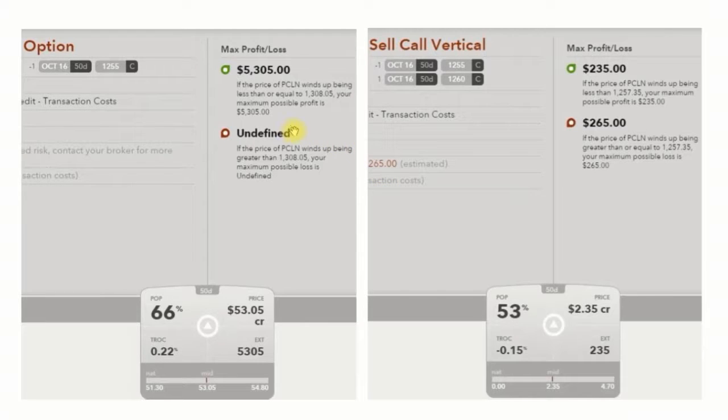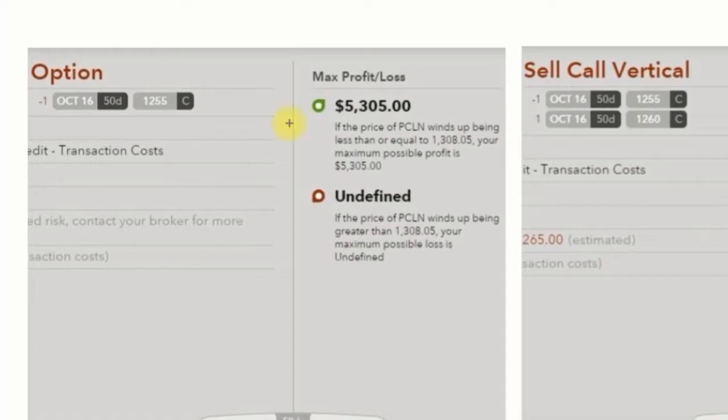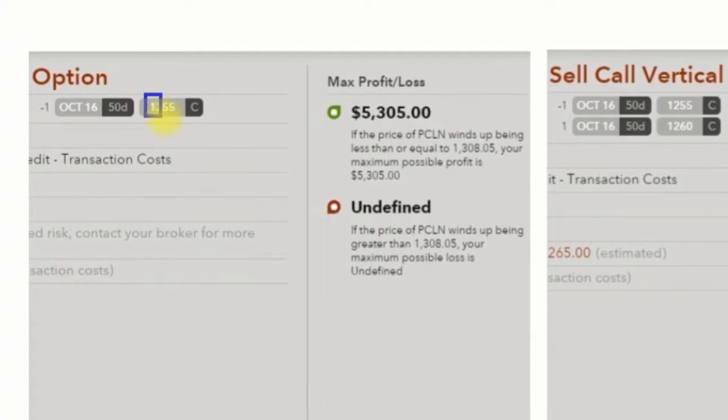So let's look at selling that naked call option, that 1255 option by itself, compared to now selling that call vertical. So in this case, if we sold the 1255 call by itself, obviously there's a lot more money to be made, but we get to this loss potential, which we now know is undefined. And you see here now it says undefined as opposed to unlimited.